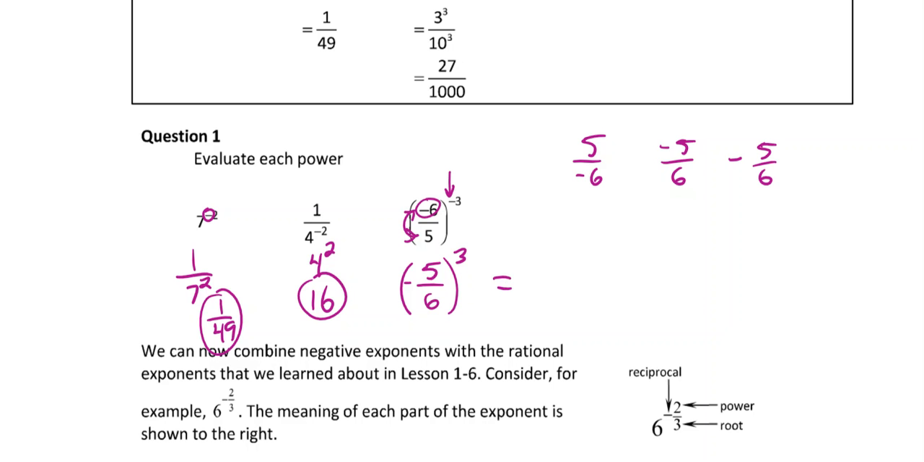Anybody know what that one is? Yeah, and it'll be negative. I'll make it -125 over 6 to the power of 3. Let's just actually finish this part. Yeah, so 6 to the power of 3. That's right. Okay, yeah, 216. So 216. There you go.